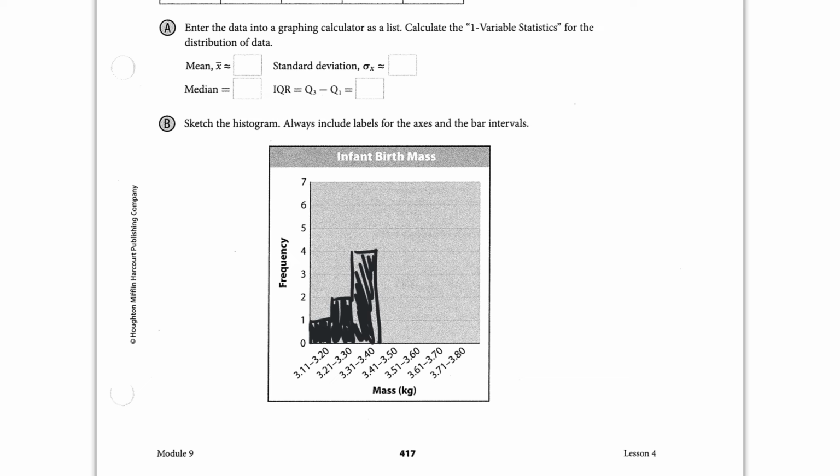We have 6 between 3.4 and 3.5. Then we've got another 4 between 3.51 and 3.6. 2 between 3.61 and 3.70, and 1 between 3.71 and 3.8.